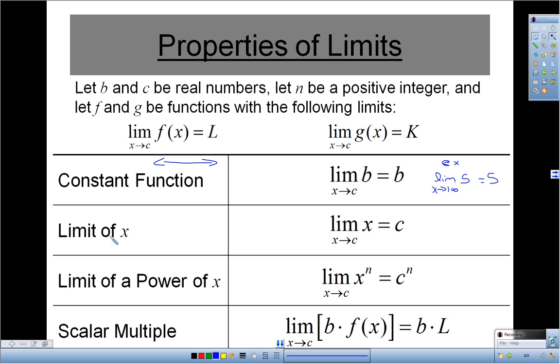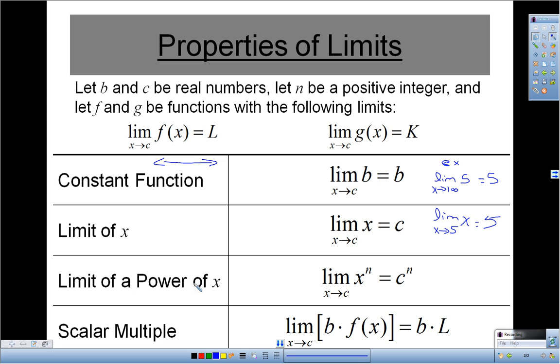Alright, if you have the limit of x as x approaches c, then by direct substitution you plug in c for x and you get c. So for example, if you wanted to find the limit of x as x approaches 5, then that would be 5. If you wanted to find the limit of x as x approaches 10, then the answer would be 10.